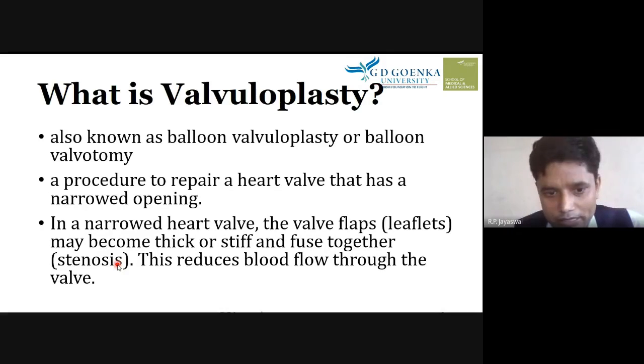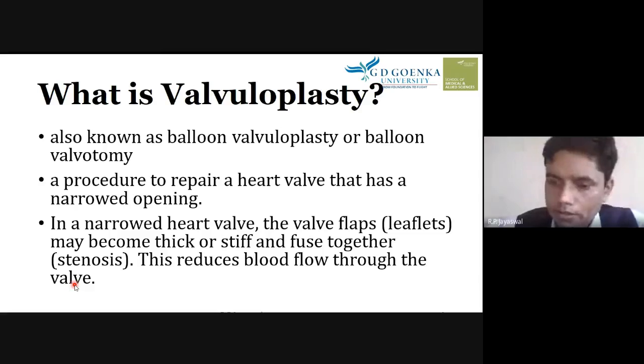So during stenosis, what happens? We have studied that the heart valve becomes thick or stiff or the leaflets fuse together, and because of that the heart valve opening becomes narrow. So this reduces blood flow through the heart valve. Okay.